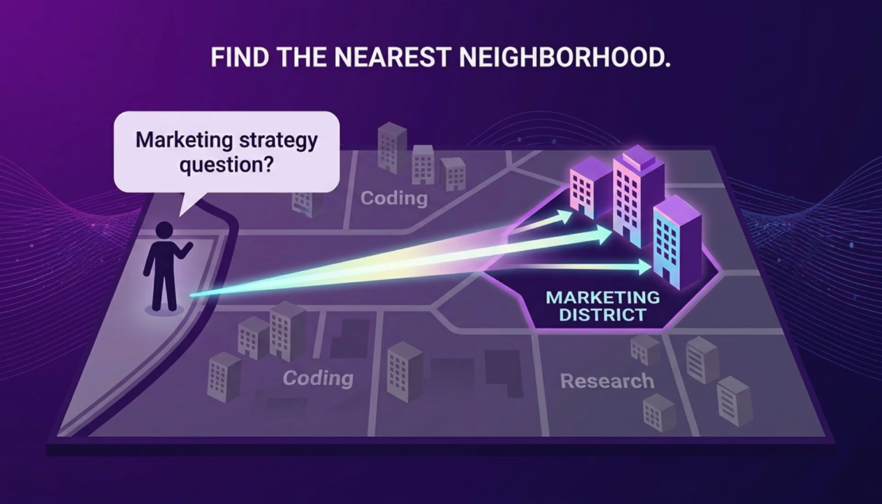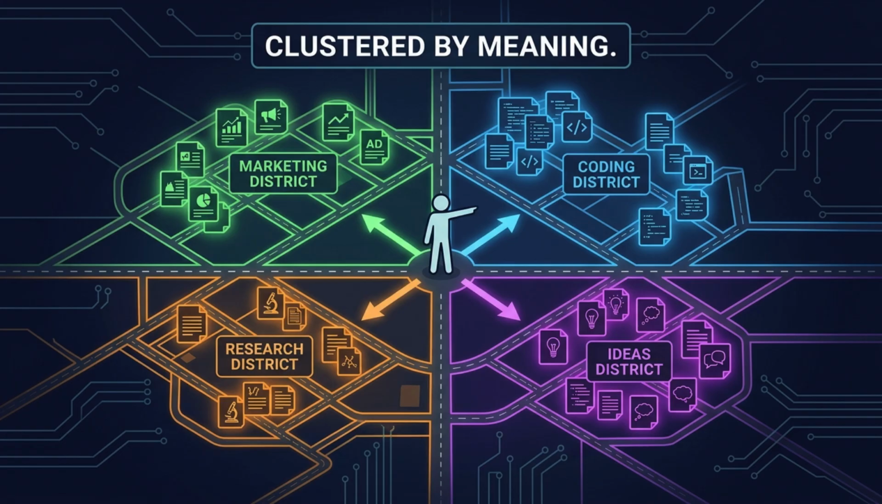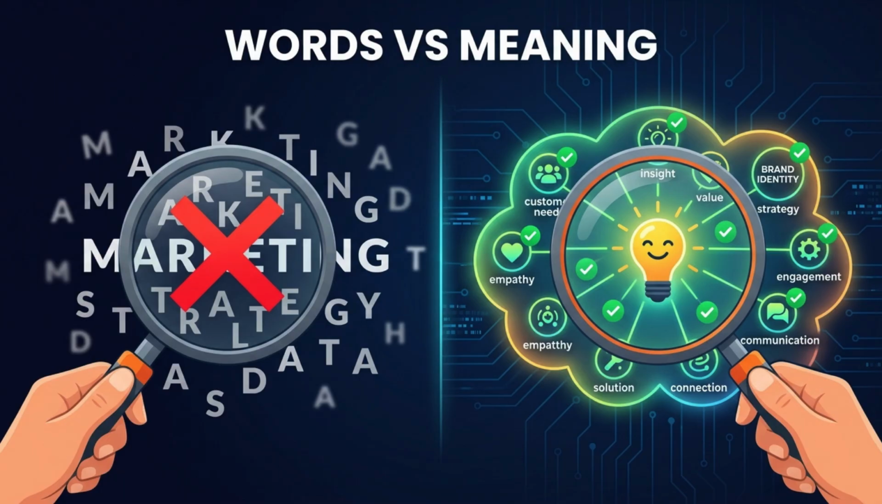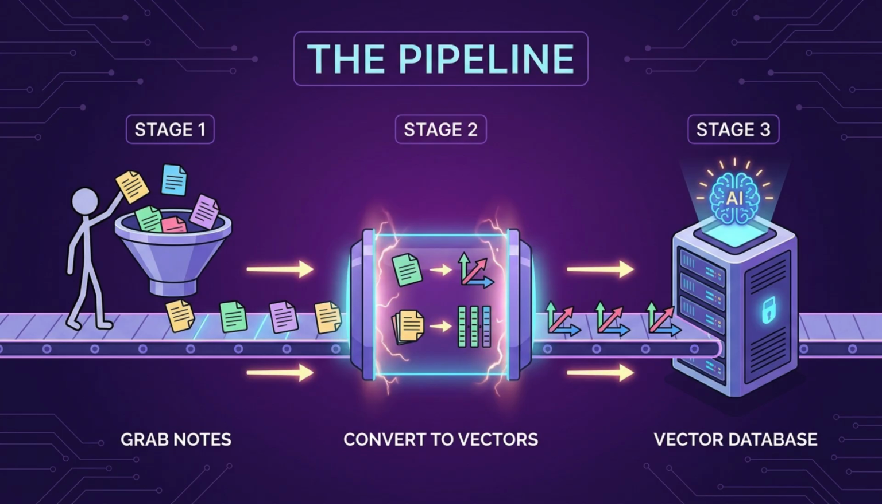Imagine you have a map of a city. Every building on that map has coordinates. Your notes are the buildings. A vector is just a set of coordinates in a high-dimensional space. Notes about the same topic end up clustered together. Your marketing notes are in one neighborhood. Your coding notes are in another. And when you ask a question, the system doesn't scan every single word. It just finds the nearest neighborhoods to your question and pulls the relevant buildings. It's not searching for words. It's searching for meaning.